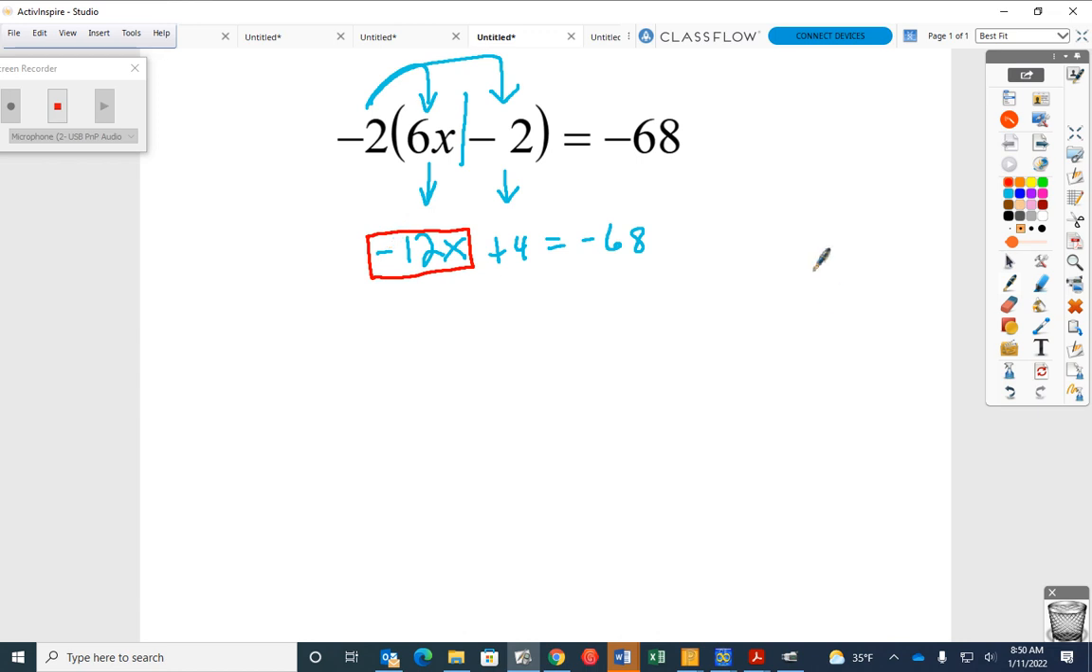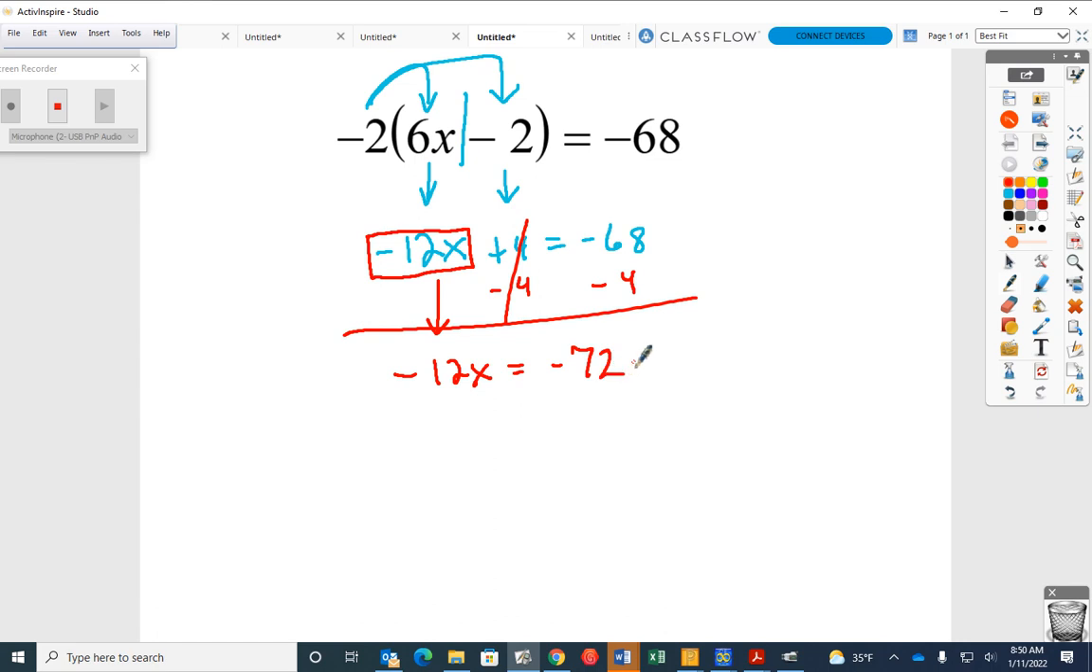Now, what's outside that box that I need to get rid of? The 4. What kind of 4 is that? Positive. It's a positive 4. So I get rid of that by subtracting 4 here. Subtract 4 there. These are gone. I bring this down. So now I have negative 12x equals. Now, if you owe $68 and you owe 4 more, how much do you owe? You owe $72.